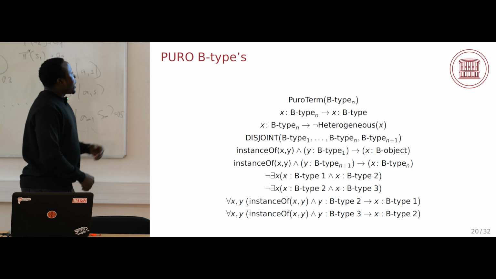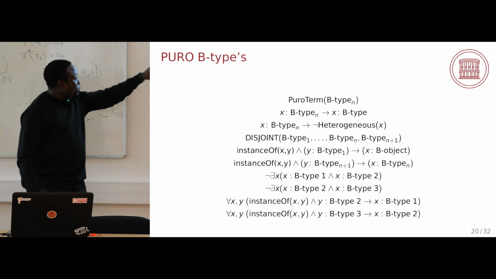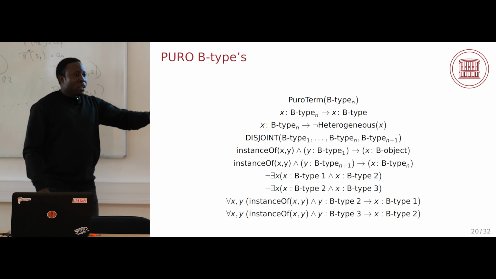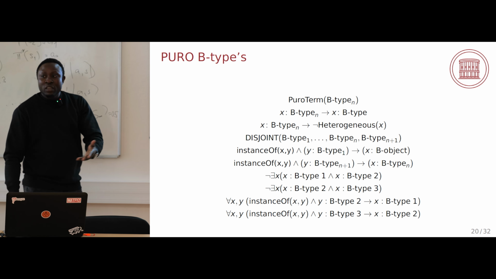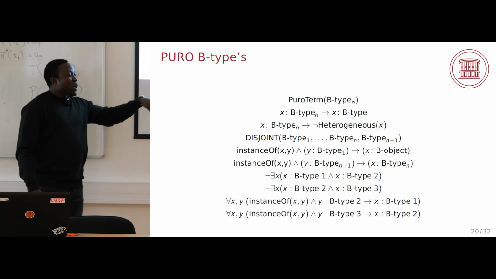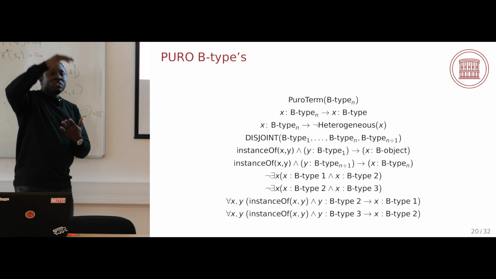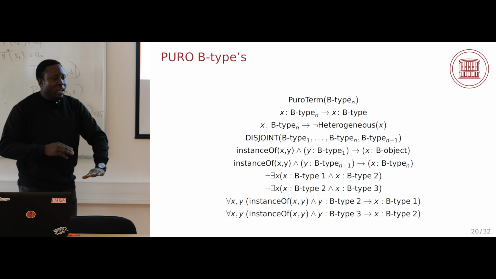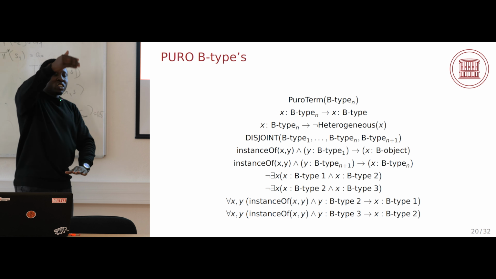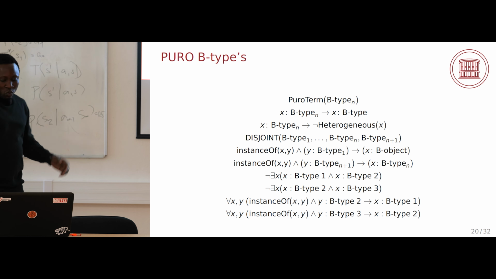Okay. And if I have X an instance of Y and Y is a B type 1, then the instances of a B type 1 are B objects. Then instances of a B type 2 are B type 1. Then instances of a B type 3 are B type 2. So since it's more of a classification level, within a particular level, the lower level instantiates the level above it. And this is captured in all these axioms.